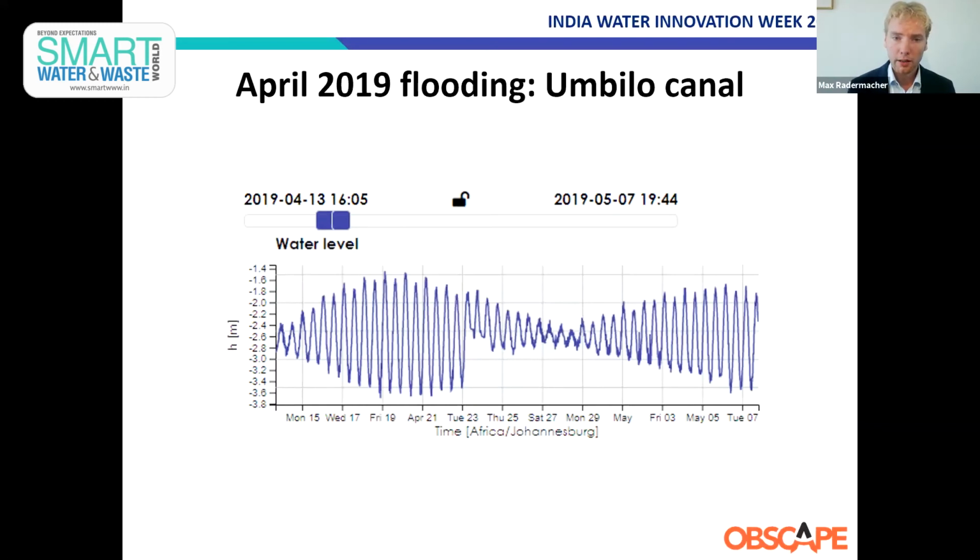These are the water levels recorded by one of our level gauges in the Umbilo Canal. And you can see that the event on the 23rd of April was a very sharp trend break from the normal spring neap tidal cycle, especially the low tide water levels rose significantly for a few days. Next slide.